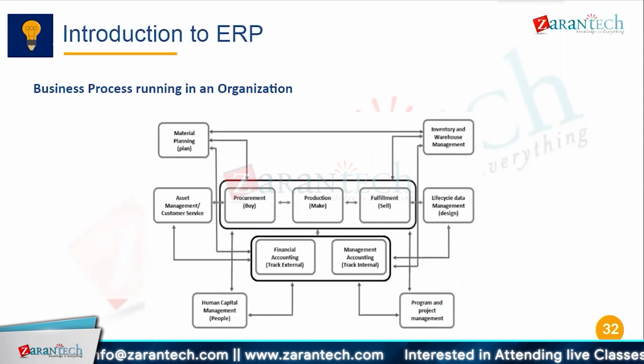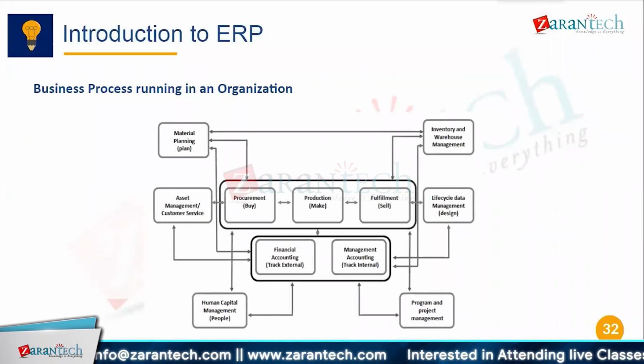So this is an example of a business process running in an organization. On the top, you have material planning and you have inventory and warehouse management. Then you have asset management, customer service, procurement, production, fulfillment, which is selling, life cycle. Then you have financial accounting, management accounting, human capital accounting, program and project management. As you can see, everything can be integrated. Material planning has to be linked to finance in the end.